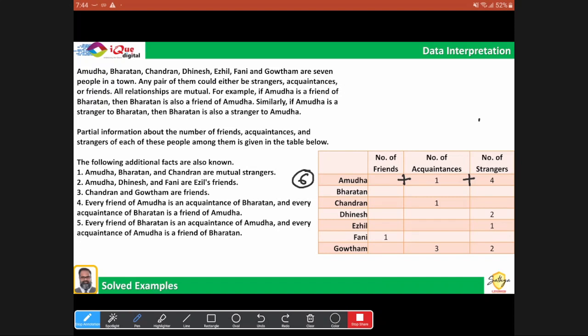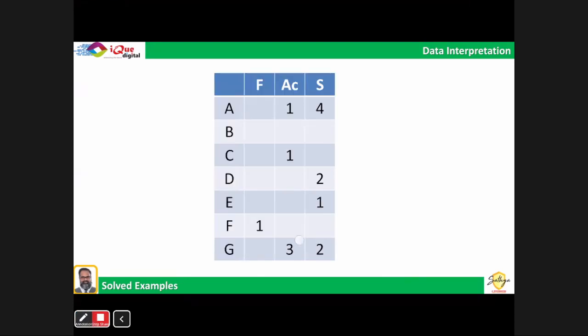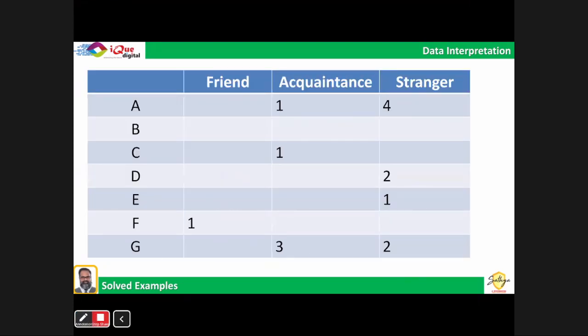All the details are given, and this table is also directly provided to me in the question. I know the total number of friends for Amuda is not given, but it says 1 acquaintance and 4 strangers. Similarly, I have the data for Chandran, Dinesh, Eril, Fani, and Gautam. Based on the information in this table, I am going to put down the data in this table. This is the basic information which I already had.